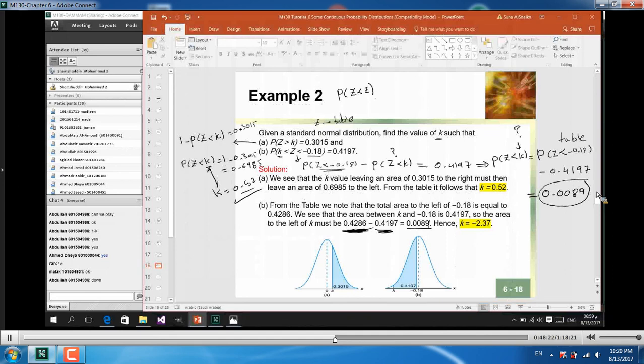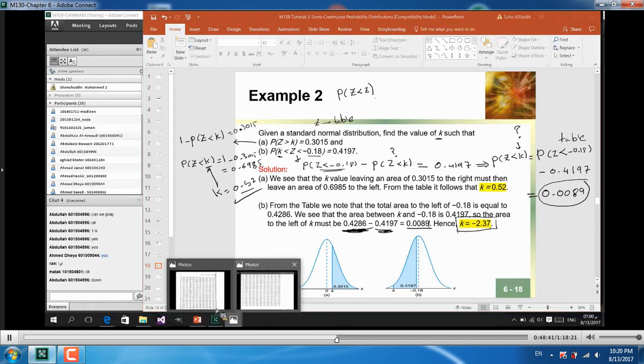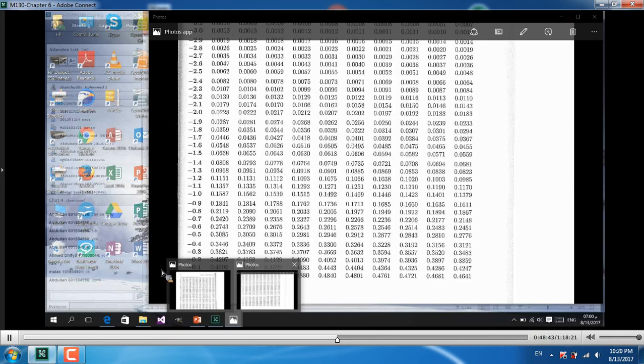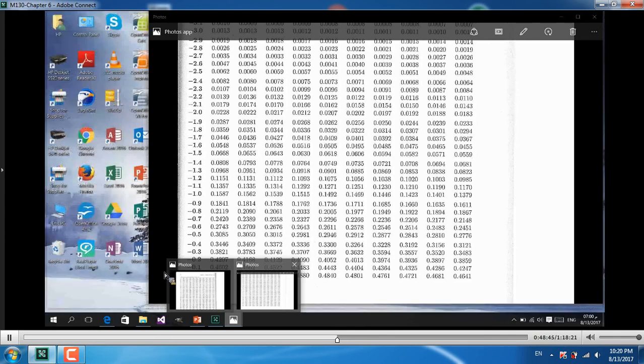Again, go to your table, try to check and find this. We will find it in the minus part. So my k you will get is equal to minus 2.37. I want you to check that you can get that. It is in the minus part, as you can see.